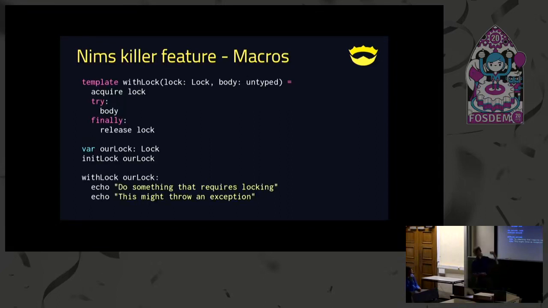For example, in this case, we also have a safety element to it. Here we can write a withLock template. This is actually in the standard library, so you don't have to write this yourself. With this, you can just give it a block, and it will do the try-finally stuff for you. I think everyone who's ever worked with multi-threading and locks knows you should do this, but you probably don't everywhere you use locks.